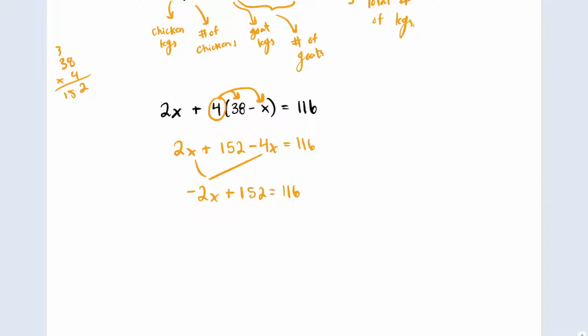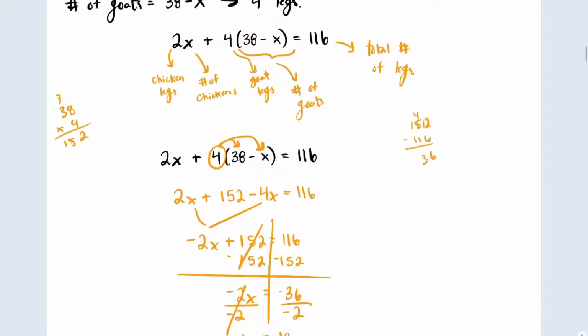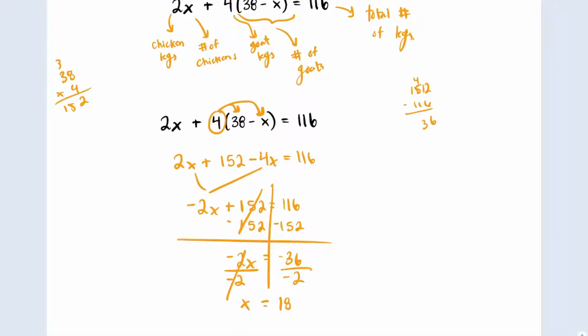I'm going to leave my x on the left side of the equal sign. So now I'm just going to subtract 152 from both sides. I made this harder for myself without a calculator here. 116 minus 152 should be negative 36. And then these 152s cancel each other out, and negative 2x I can bring down. Now I need to divide both sides by negative 2. Make sure you divide by negative 2, okay? X doesn't like to be negative, so we're going to get rid of that negative sign by dividing by a negative number. And we are left with x is equal to 18. So it looks like we have 18 chickens.